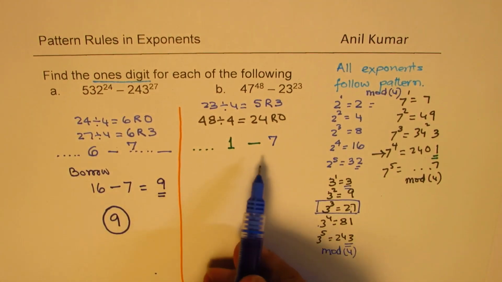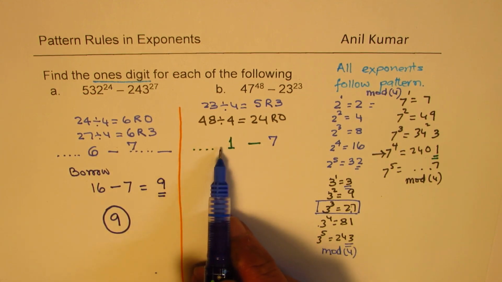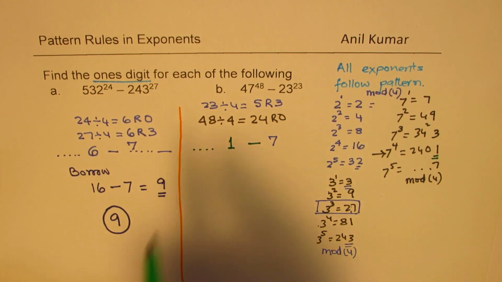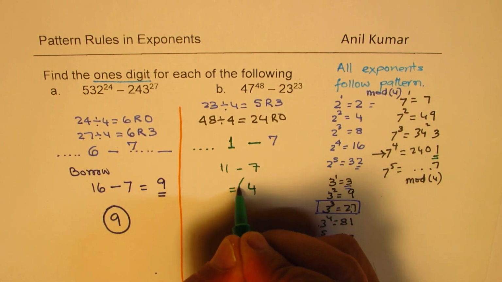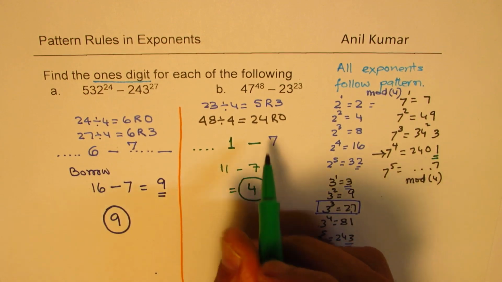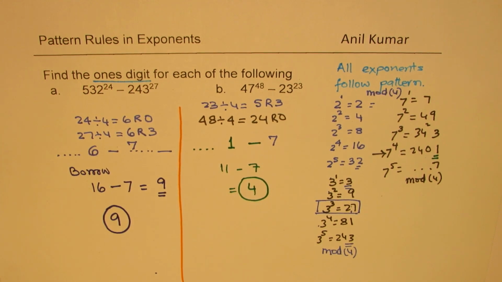Okay. Now in this case, we have to take away 7 from 1. You need to borrow, correct? So when you borrow, you can take away 7 from 11, and what you get is 4. So this time, the ones digit will be 4 when you do that algebra, right? Taking away the numbers from the other numbers. Is that clear to you? Perfect. So that is how we are going to solve this particular question.